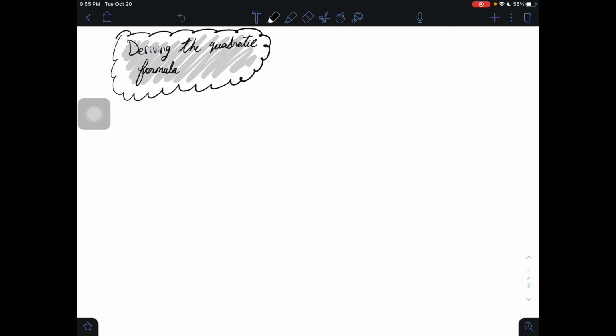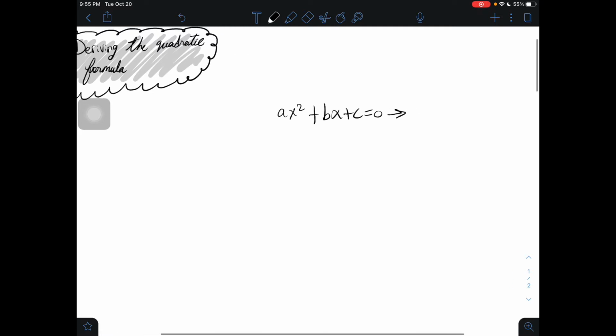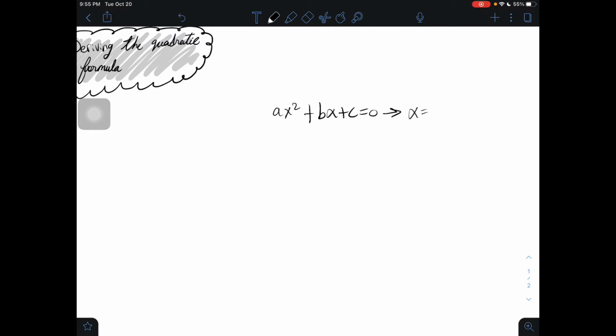In today's video, we will be deriving the quadratic formula. Just to start, we're going to write out our quadratic equation, which is ax squared plus bx plus c equals 0. And to know we actually did get the quadratic formula, we want it to look something like x equals negative b plus or minus the square root of b squared minus 4ac all over 2a.